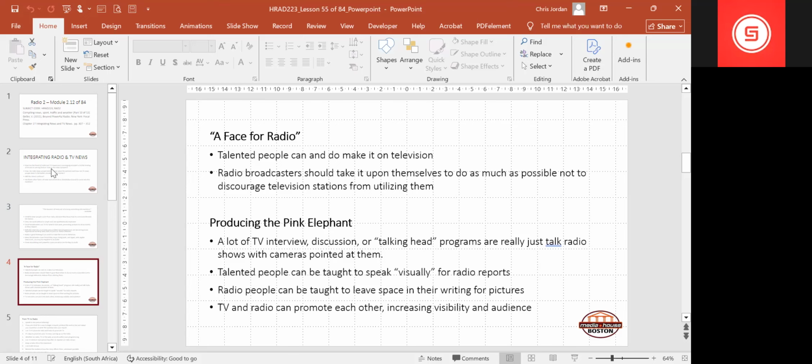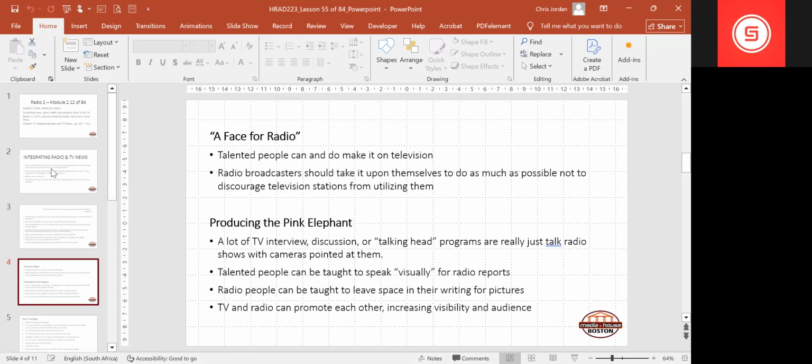Now, talented people can be taught to speak visually for radio reports, absolutely. And radio people can be taught to leave space in their writing for pictures. TV and radio can promote each other, increasing visibility and audience.